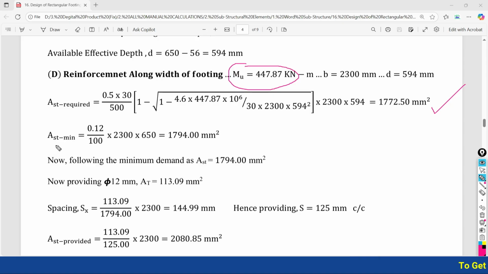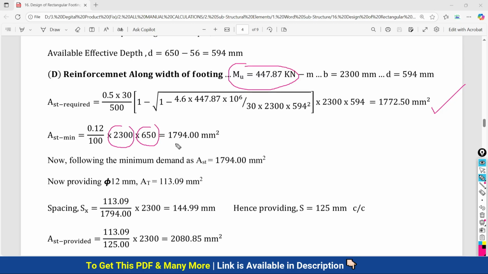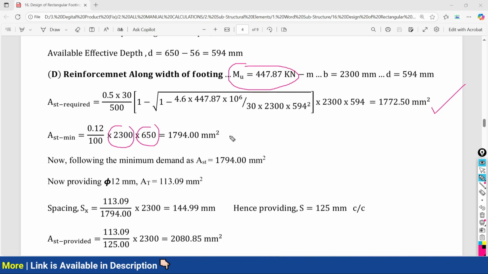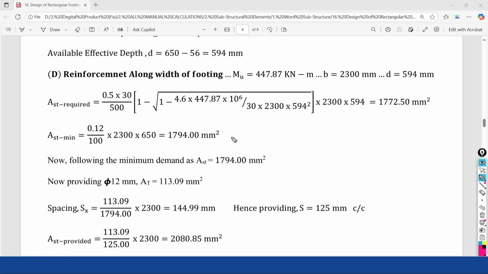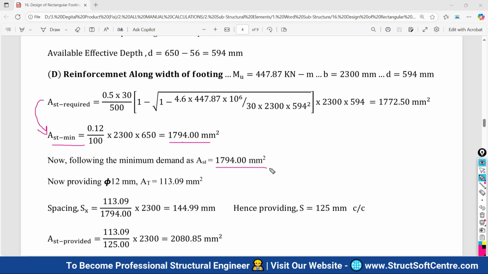Ast minimum, the minimum area of reinforcement to be provided as per the code recommendation, should be 0.12% over the length and overall depth. So it is coming out to be 1794 mm square. So you have to compare these two values, and whichever value you get as maximum, that you have to consider. We are getting the maximum value as 1794, meaning the demand is less than the minimum value. That's why we are going to provide at least the minimum value, 1794 mm square.